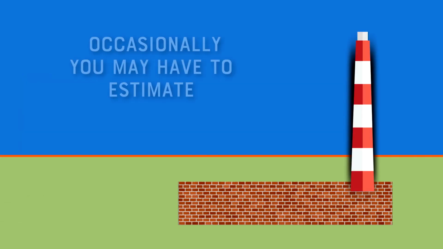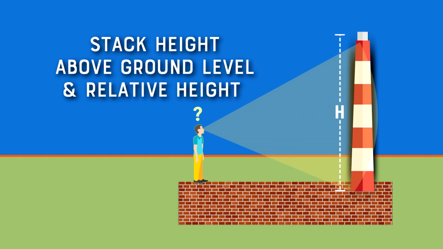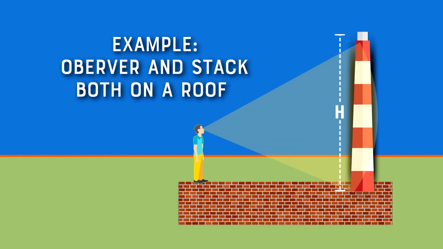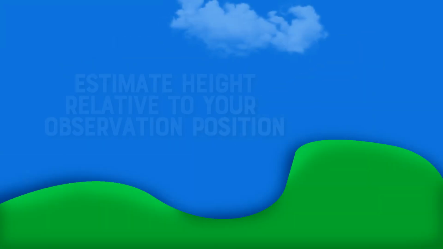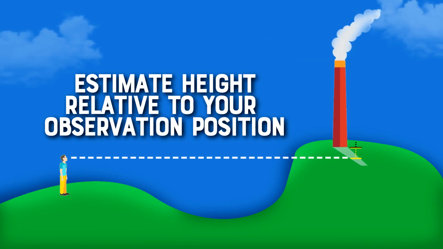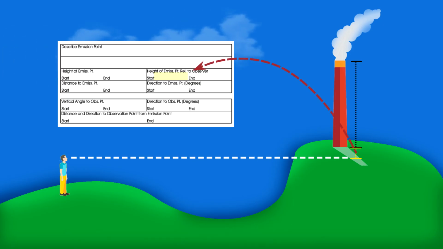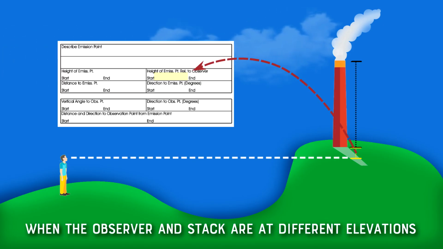At times, it may be more convenient to estimate the height above ground level and the height relative to the observer, such as when the stack is on a roof where the observer is standing. Estimate the height of the emission outlet relative to your position as an observer. This relative height will differ from the emission point's actual height when the observer and stack are at different elevations.